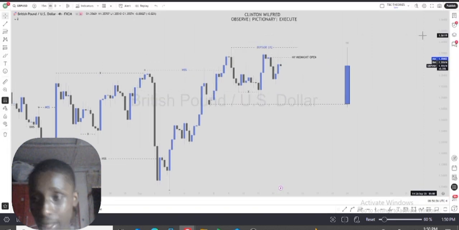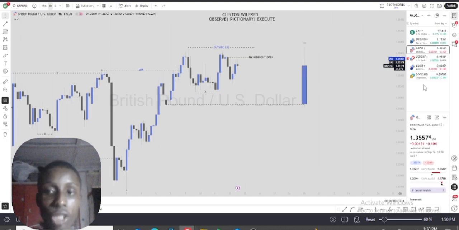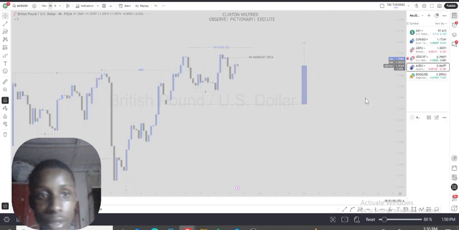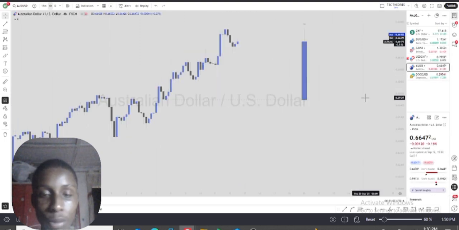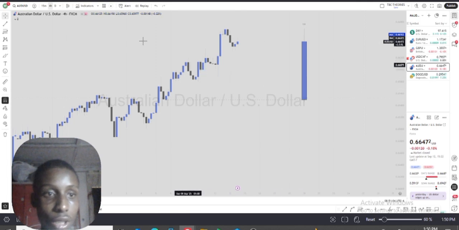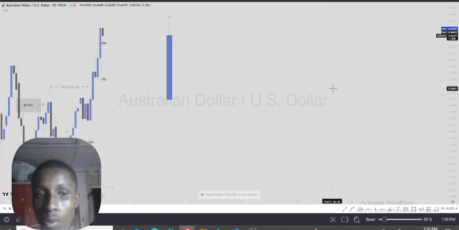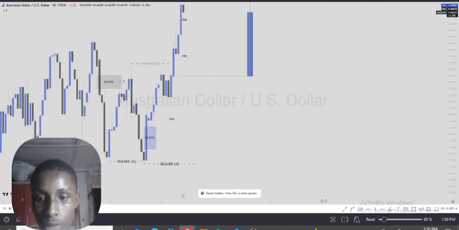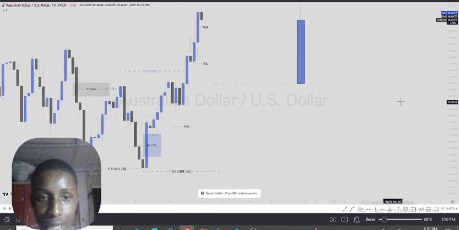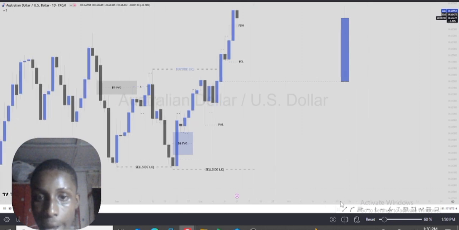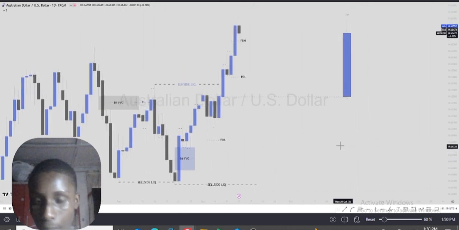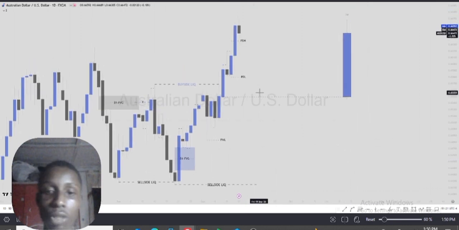So let's go on to the next pair. I think I'll go on AUD because I've been seeing nice price action there. You can see on GBP we've just been consolidating in the range. AUD has been giving me nice price action. I love the price action I'm seeing on AUD, it's giving this bullish momentum. This is a good time for us to look for more buys. I'm looking for buys on AUD.